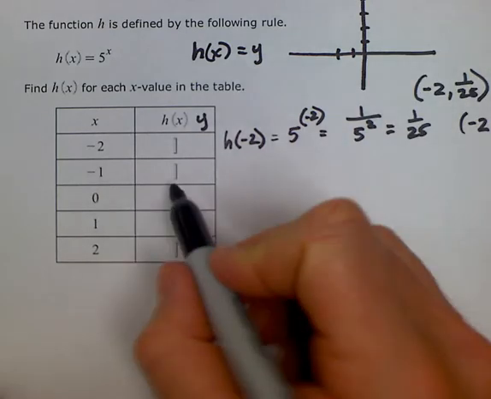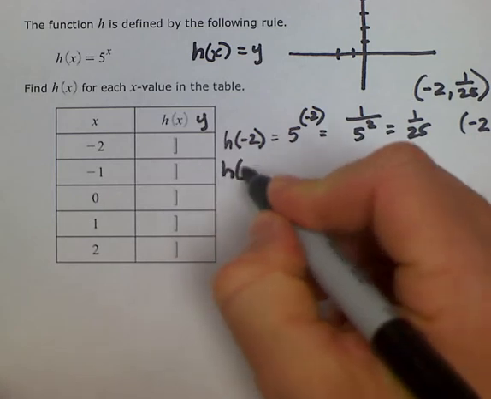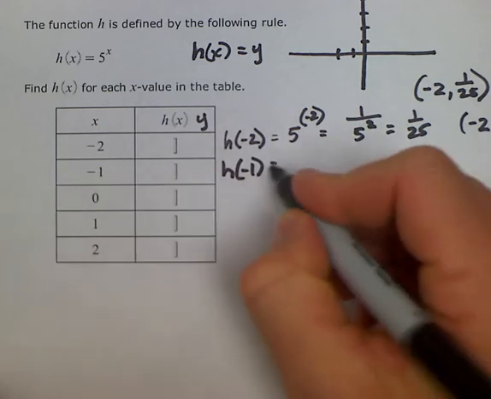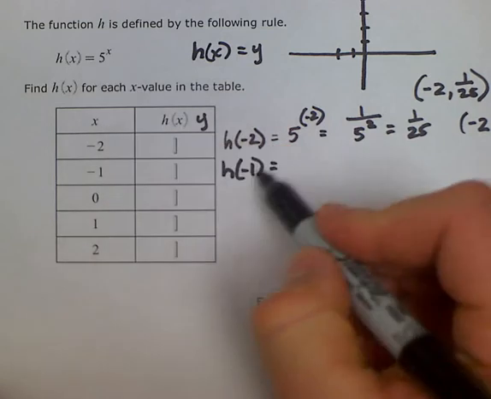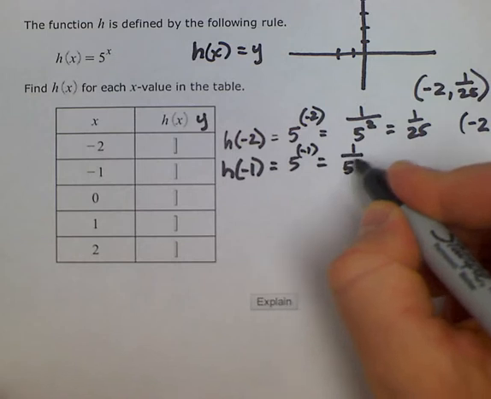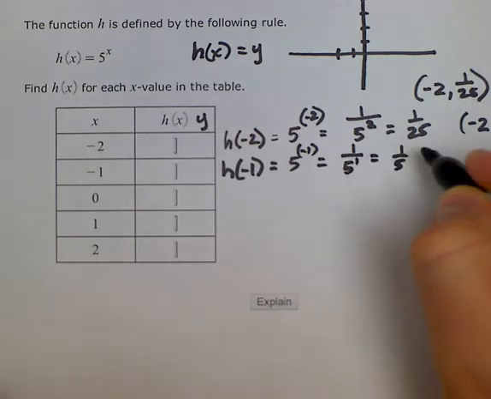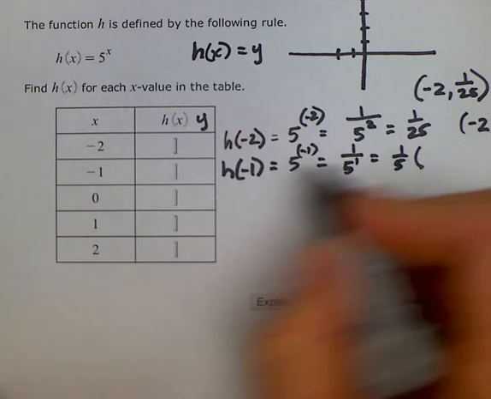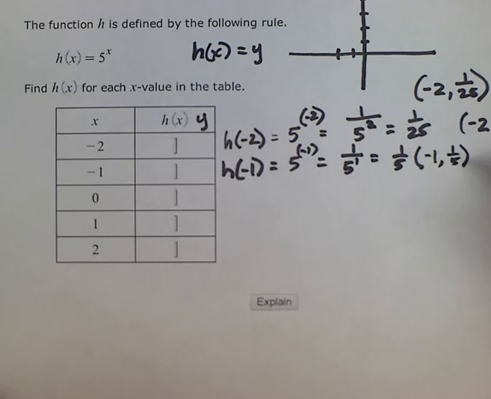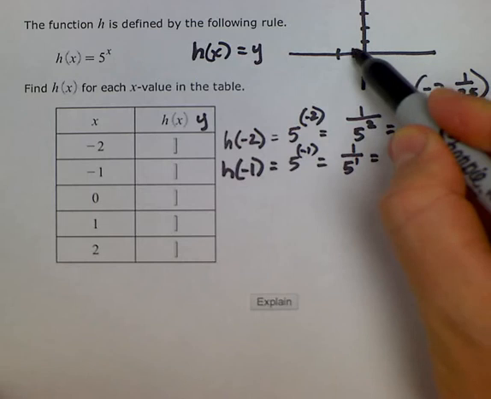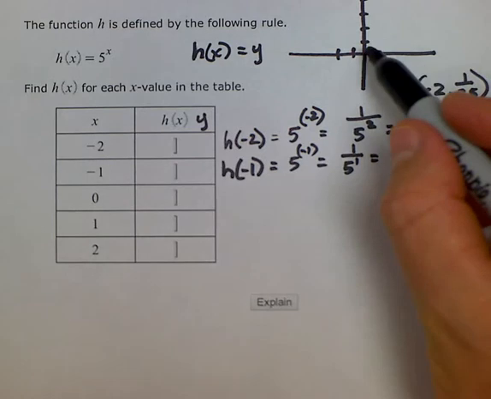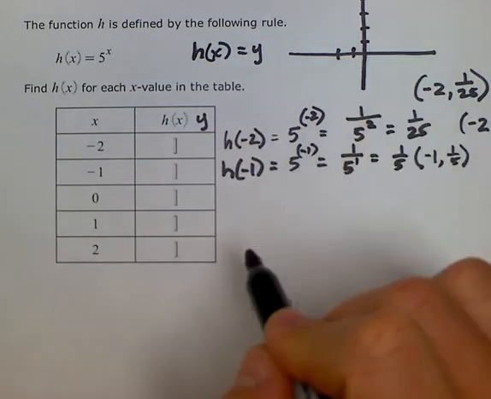So let's go ahead and continue on here. H of -1 means that when x is equal to -1, what is the y value? We replace the x variable with -1. 5 to the -1 is equal to 1 over 5 to the 1, which equals 1/5. And then we would have the coordinate, -1 is our x value, and 1/5 is our y value. And we could plot that, -1, 1/5, also very close. Couldn't even see it on this graph really. Really close to the x-axis there.